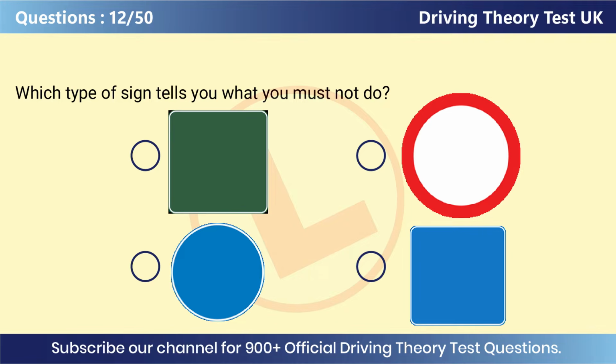Question 12. Which type of sign tells you what you must not do? The answer is B.